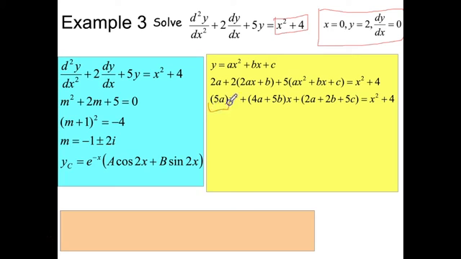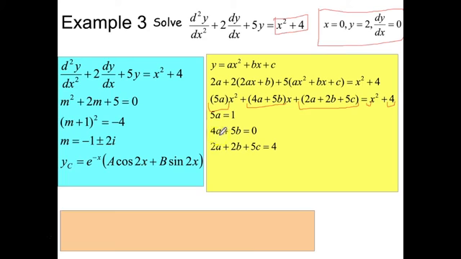The coefficient of x squared here is 5a, and on the right hand side is 1. So 5a should be equal to 1. The coefficient of x here is 4a plus 5b, and the coefficient of x here is 0. So 4a plus 5b should be 0. And the constant term on this side is plus 4. So 2a plus 2b plus 5c should be 4.